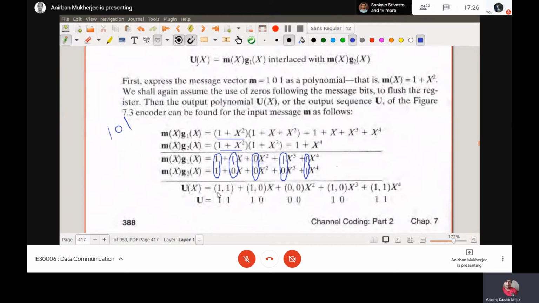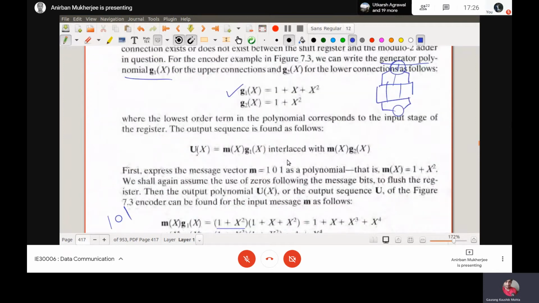So 1 1 1 0 1 1 1 0 0 0 1 0 1 1. Okay, so this is your U kind of. In this way, if you do this thing, then calculating with the help of a computer is easy to do.